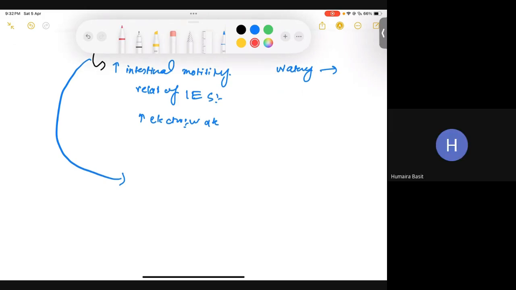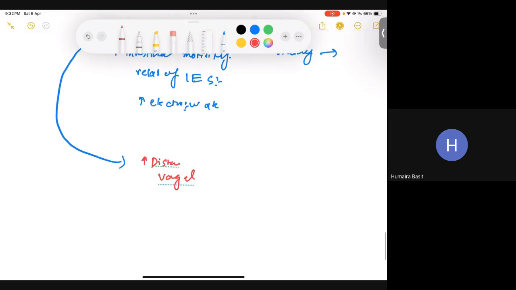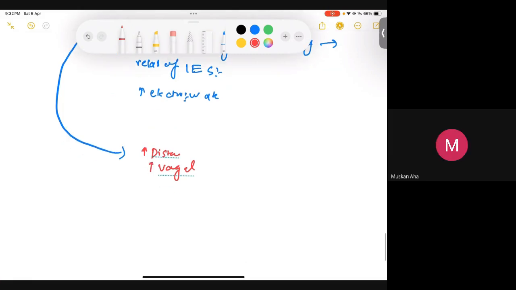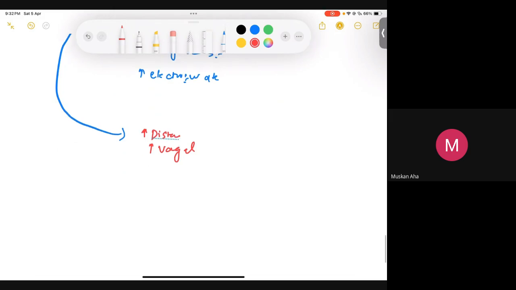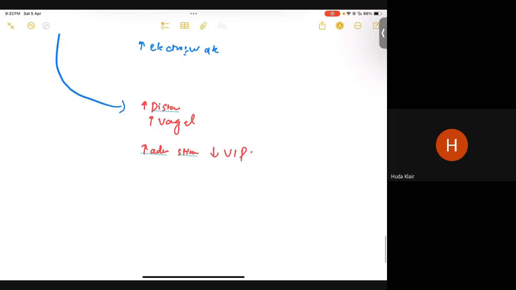Increased distension, increased vagal stimulation. What would adrenergic stimulation do to the release of VIP? Vagal stimulation, or acetylcholine, increases the release of VIP. So my question is, if you are just increasing the adrenergic input, what would happen? It will decrease this. So with increased adrenergic stimulus, decreased VIP. Simple as that. Is that clear?